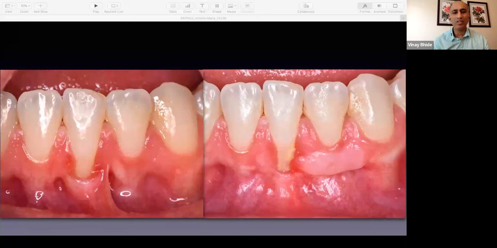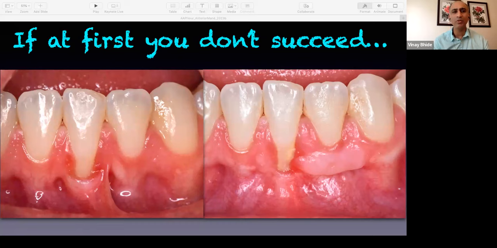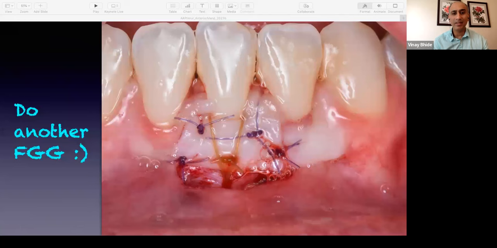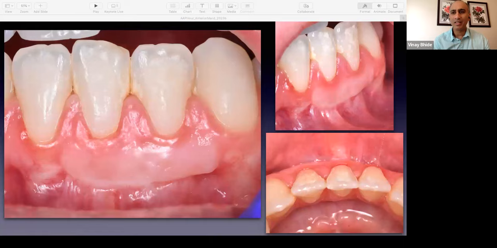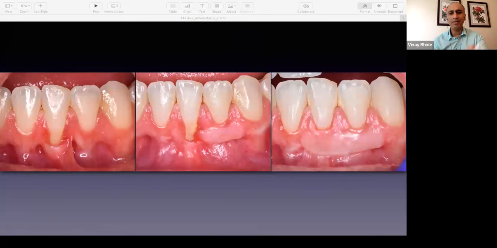So in a case like this even, what do you do if you don't get the result that you want the first time? Well, in this case, I just did another free gingival graft because I thought maybe it's just bad luck the first time that it didn't work out. And lo and behold, if at first you don't succeed, try and try again. The graft ended up working the second time. And this is what it looks like from pre-op to the initial failure to the eventual success at 6 months.